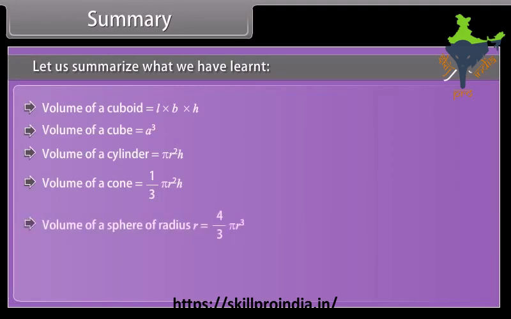Volume of a sphere of radius r is equal to 4 upon 3 pi r³. Volume of a hemisphere is equal to 1 upon 2 into 4 upon 3 into pi r³, which is equal to 2 upon 3 pi r³.